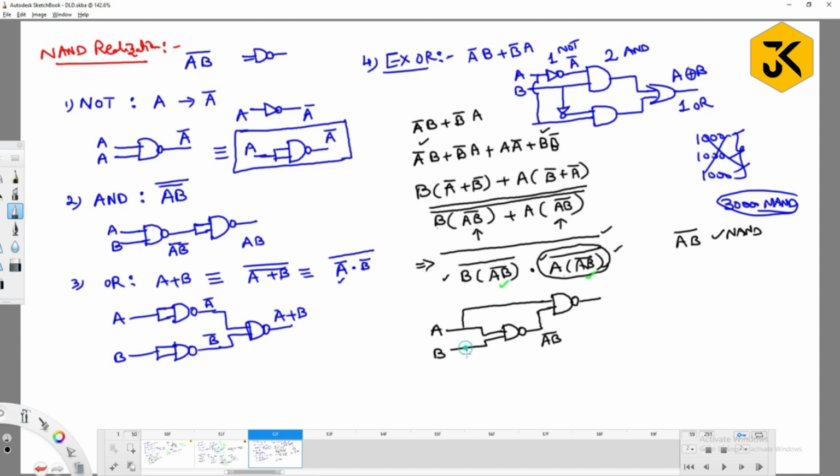Similarly, B into the AB complement we got. For that the whole complement is a NAND gate. This expression is also done. For that you need to have the whole complement again. You are going to write the complement. That's it. This is the corresponding XOR gate, the XOR gate in terms of NAND gates.